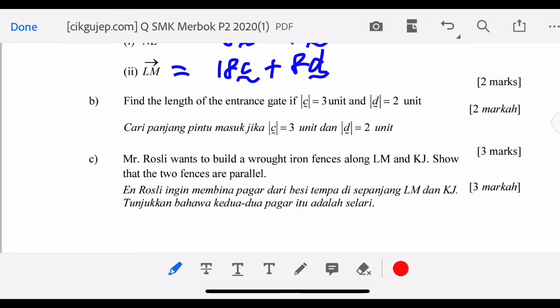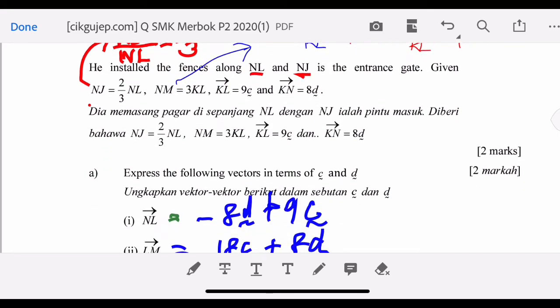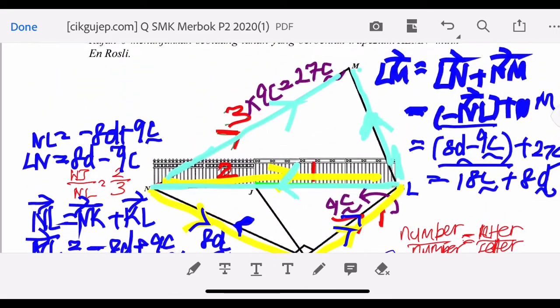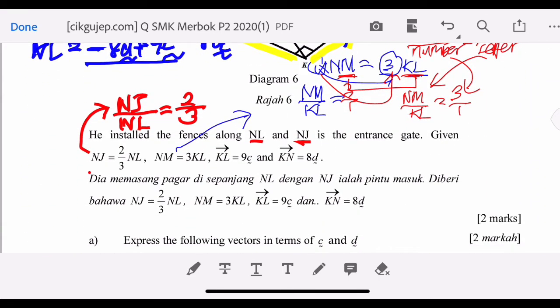Now next we will proceed to the magnitude of the vector. Magnitude, you can also call modulus, it means the length. Don't worry about modulus. It just means the length of the vector. One vector D is 3 units and one vector C is 2 units, right? The question is asking you to find the magnitude of the entrance gate. Now, where is the entrance gate? It's at NJ, right? You refer to the question.